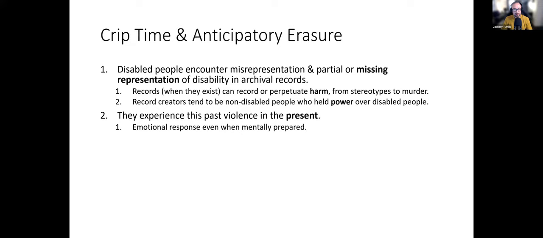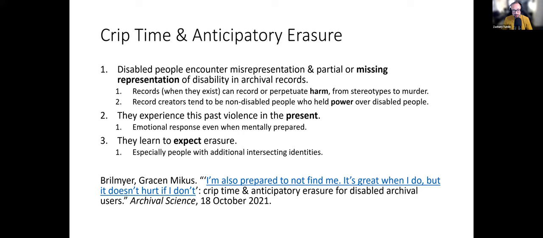Disabled archival users experience this past violence in the present, and they can have an emotional response even when they are mentally prepared. So they learn to expect this erasure. This is what we mean by anticipatory erasure. And this especially happens to people with additional intersecting identities.